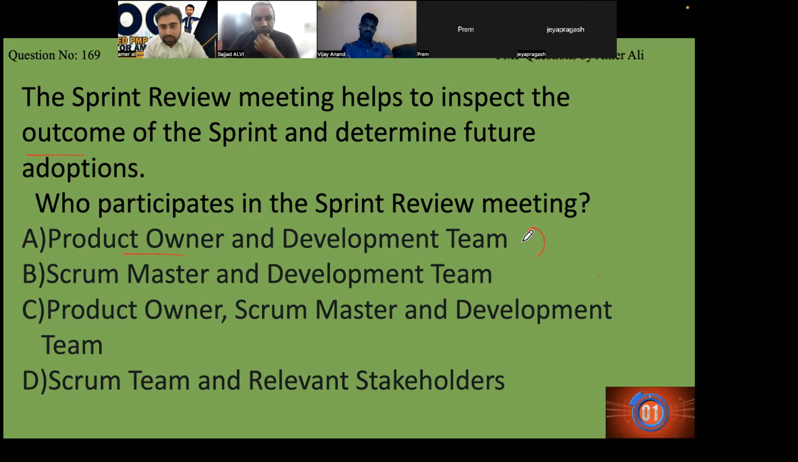But the elimination technique demands you must go through the other options. Scrum master and development team, no. Product owner must be there. Product owner, Scrum master and development team, yes. Scrum team and relevant stakeholders. Product owner has to be there. If you don't look at the name of the product owner, D seems like a right answer, because Scrum team means Scrum master. Okay, let's discuss this question.